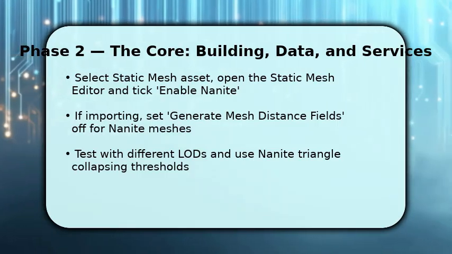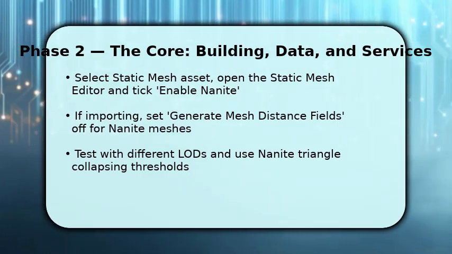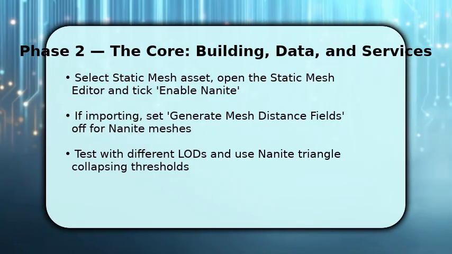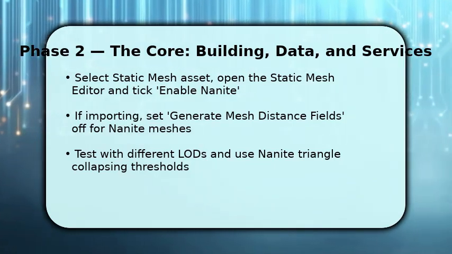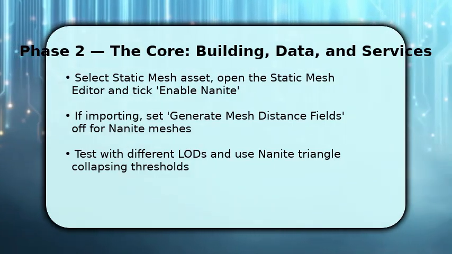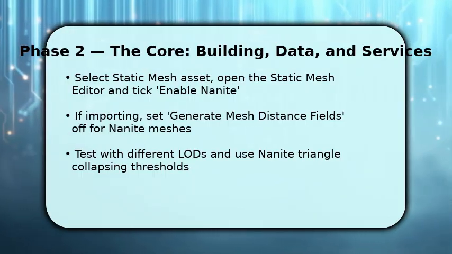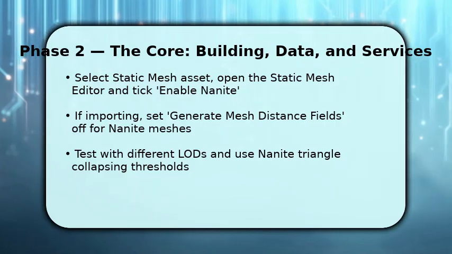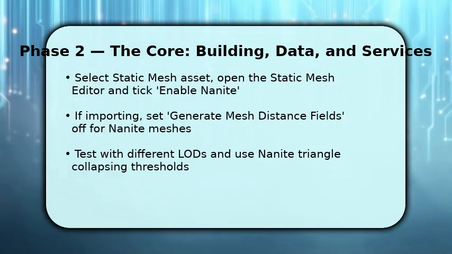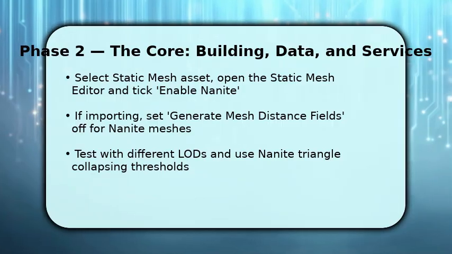Open the static mesh editor and toggle Enable Nanite. This converts the mesh into Nanite clusters. Make sure to disable Generate Mesh Distance Fields for heavy Nanite assets to avoid extra cost. Once enabled, adjust Nanite acceleration structure thresholds and review the viewport at different distances to confirm streaming behavior.